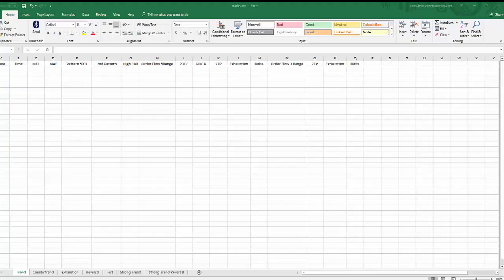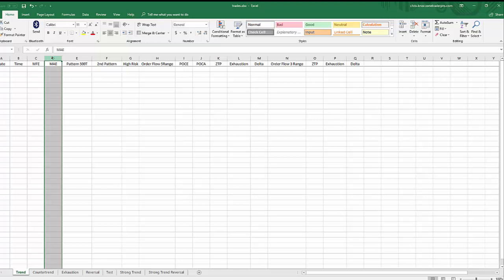And the last thing I'm going to need is a Microsoft Excel worksheet. I can make a copy of this available to you if you contact me. And basically what I'm going to be looking at is down here. I've divided 7 tabs into the 7 patterns that we have. On top here, I have created the areas that I believe are necessary for tracking what we're going to be looking at. So basically the date and time are pretty self-explanatory. The MFE and MAE stand for maximum favorable excursion and maximum adverse excursion.